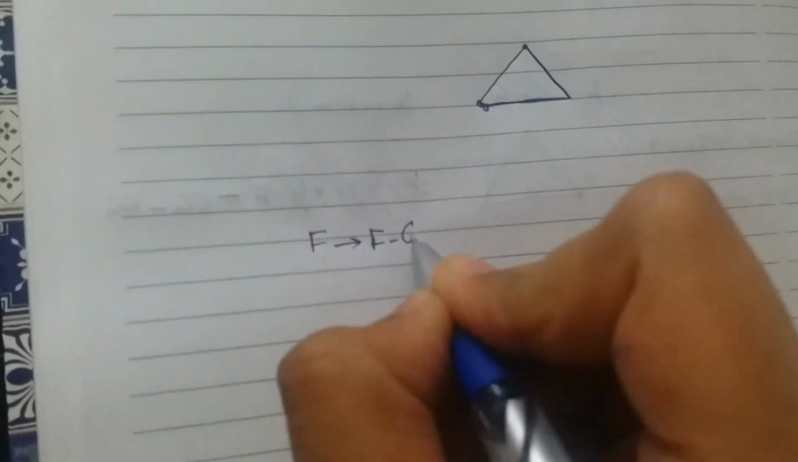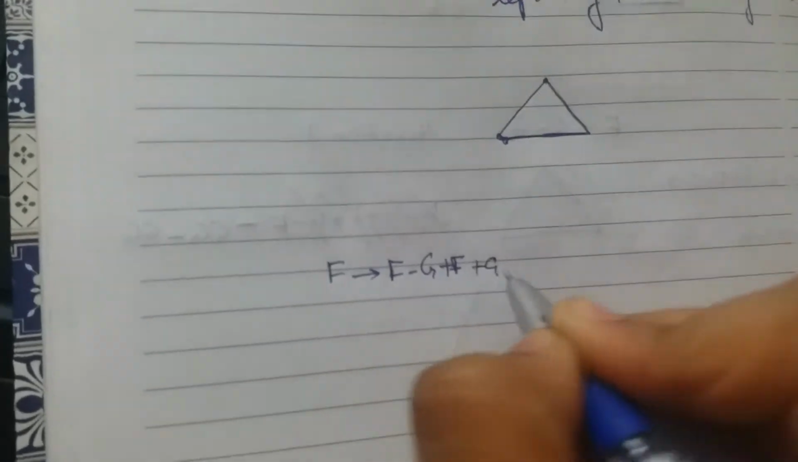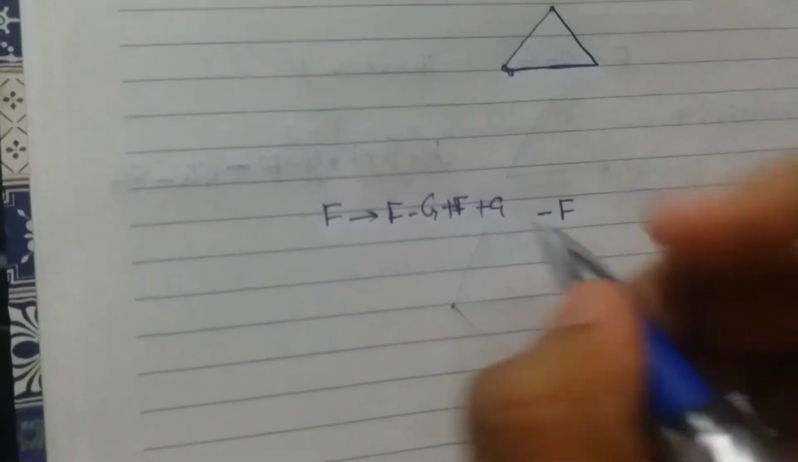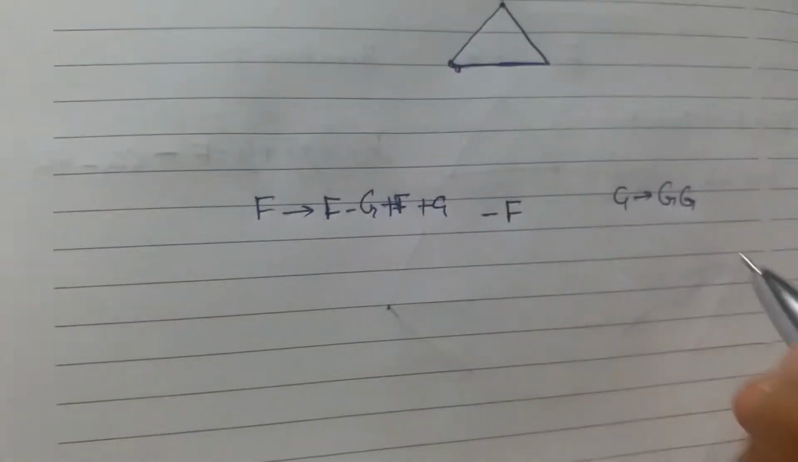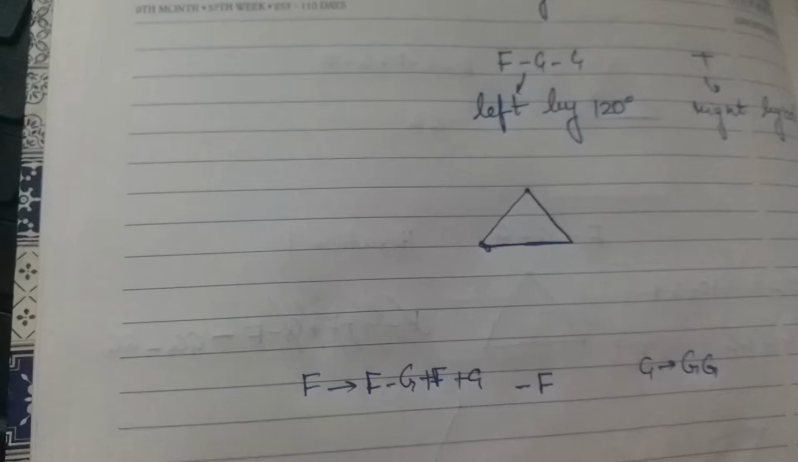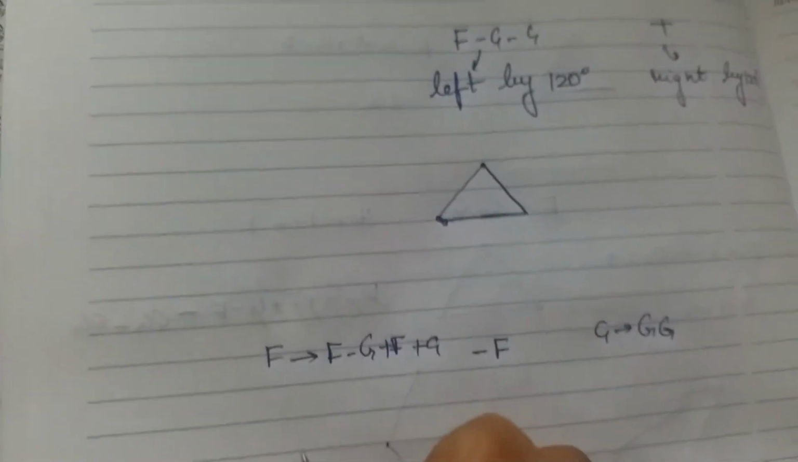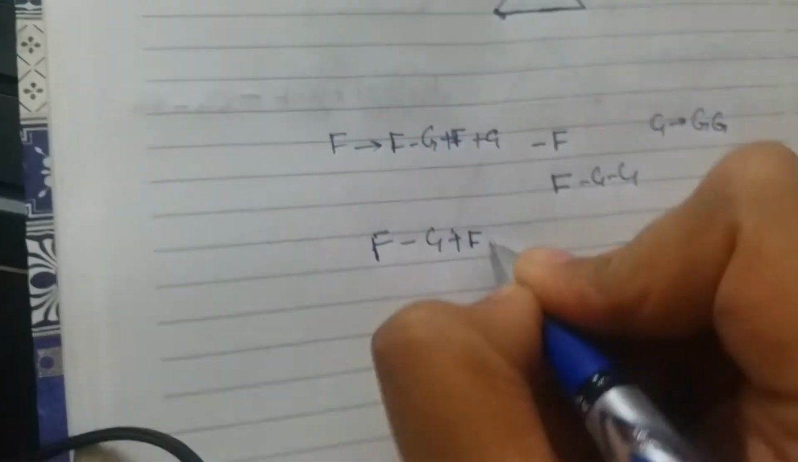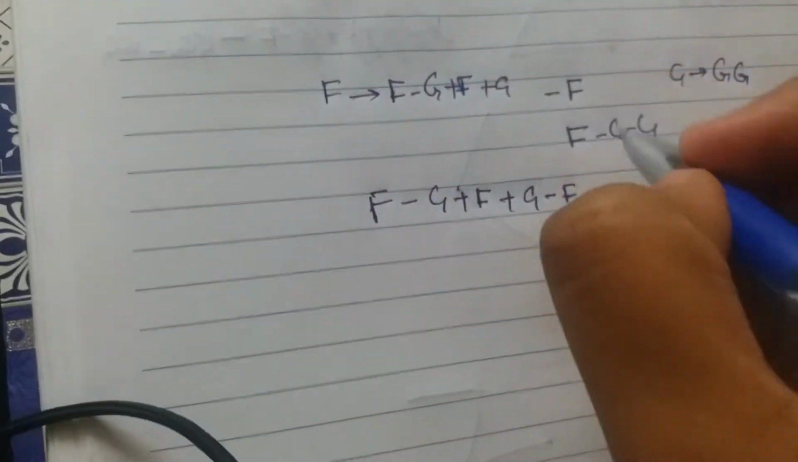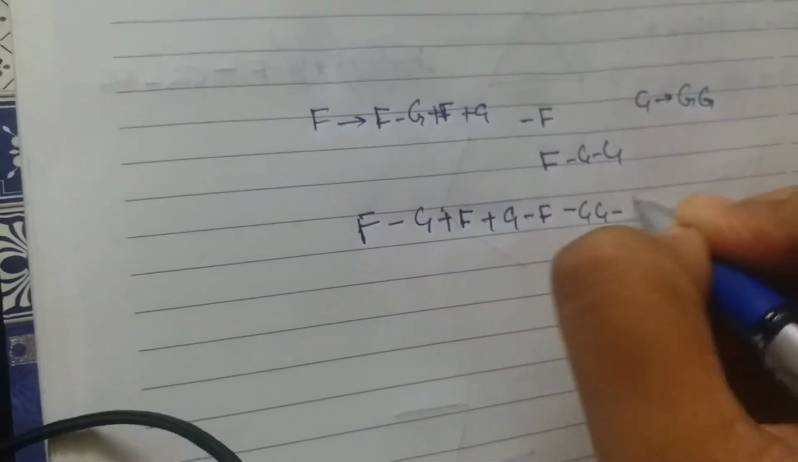So the axioms for this are: F gives F minus G plus F plus G minus F, while G gives G and G. So for the first iteration, this is how it will work. F becomes, okay wait, F minus G minus G. So F becomes F minus G plus F plus G minus F. So it is minus GG and minus GG.